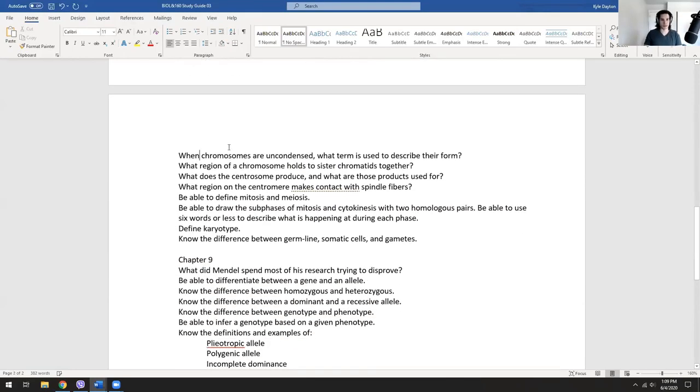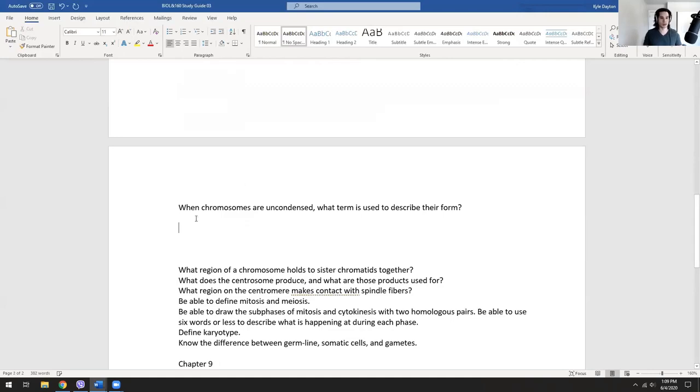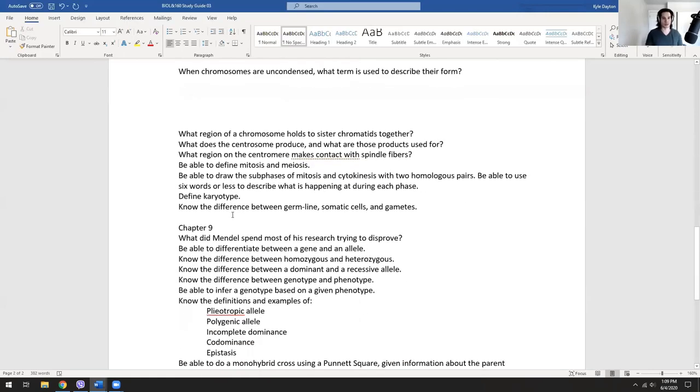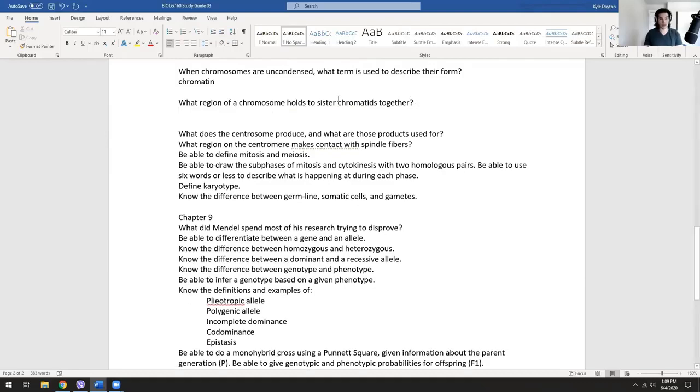All right. When chromosomes are uncondensed, what term is used to describe their form? Chromatin. I think I might have something like that on the test. Chromatin. Rings a bell. What region of a chromosome holds the sister chromatids together? Centromere.